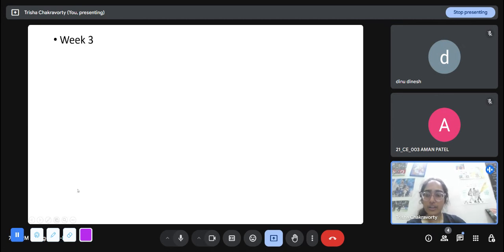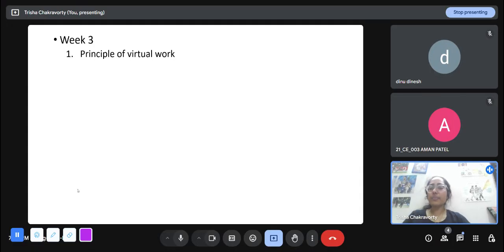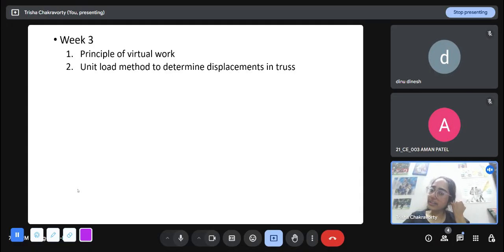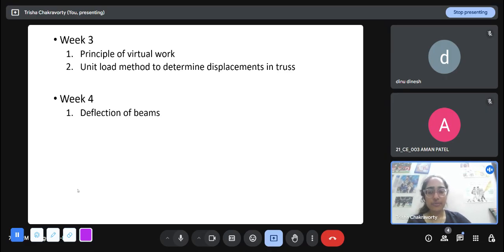Then weeks 3, 4, and 5 were about looking at the displacement or strain type responses in the common types of elements. The principle of virtual work gives rise to the unit load method to determine the nodal displacements in a truss. In week 4, we looked at the deflection profile of beams. In a truss, since all members can only undergo axial force, they only elongate or shorten along their length. And since at a node there are multiple members meeting, there is a net displacement. So here we are concerned about the nodal displacements and the member elongation or shortening.